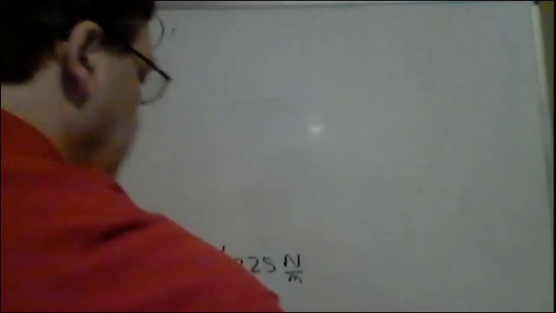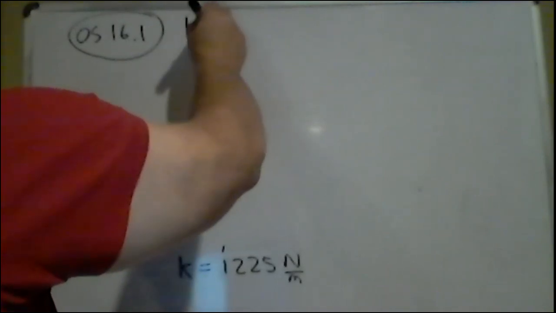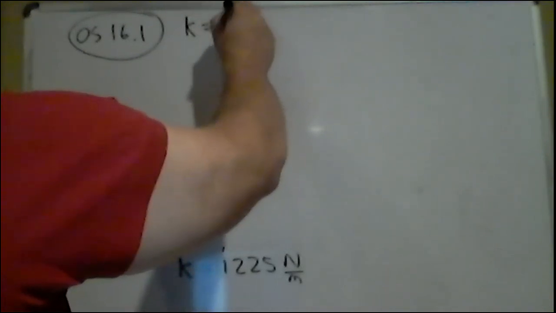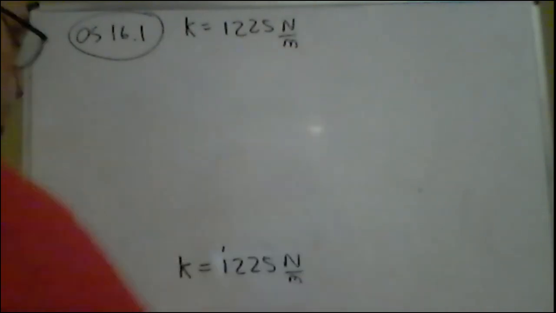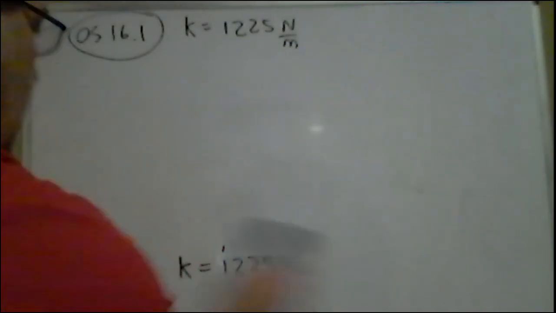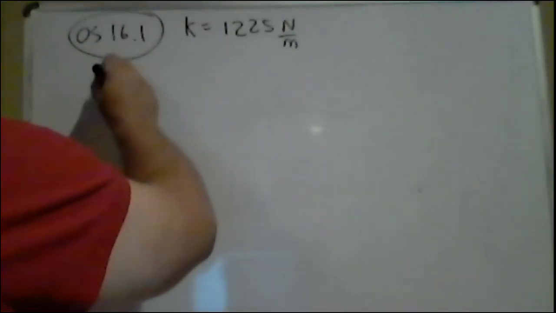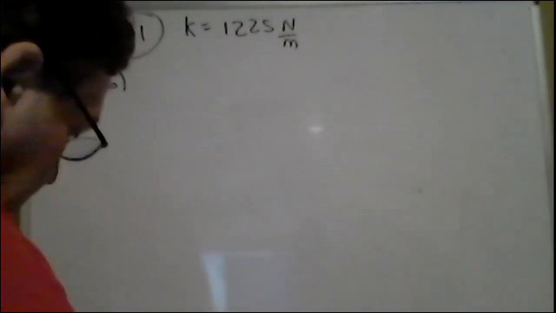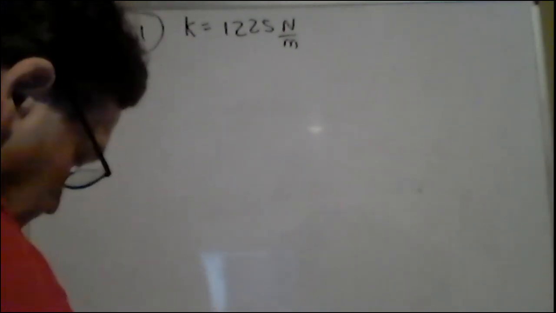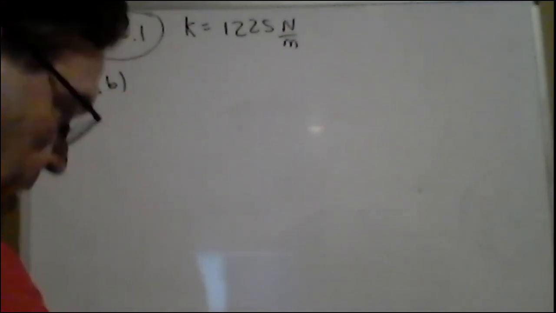All right, so I know my spring. The spring in this problem has a force constant, or spring constant, of 1,225 newtons per meter. I'm just going to put that in the parking lot. Let's now do part B. Let's remind ourselves what B says. B asks: what is the mass of the fish that stretches the spring 5.50 centimeters?